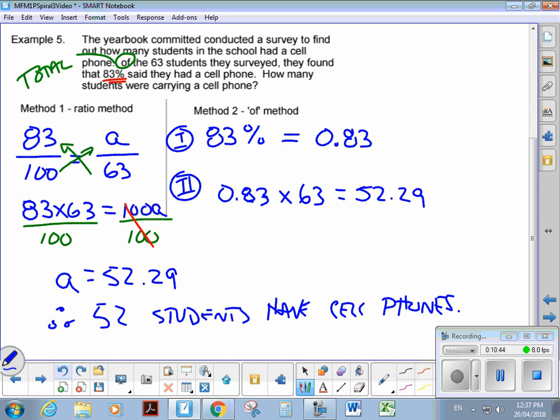The two methods are really the same. Again, I'm really not a big fan of method 2 because it only works in certain situations, whereas method 1 works every time. All right, good habit to get into: method 1.